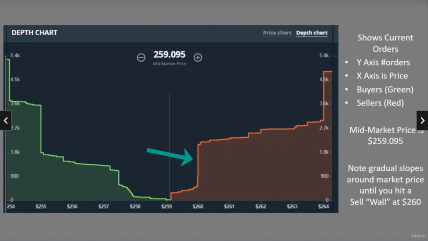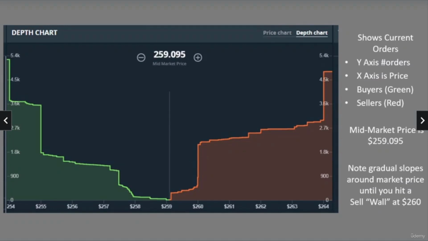We've got some people at the bottom of the canyon there, but there's a lot of people willing to sell at 260. So if you make a bid or an offer or it gets matched up at 260, you've got a lot of liquidity there. People are going to sell because they've already set up their orders. These are existing orders, current orders, so they're willing to sell at 260.